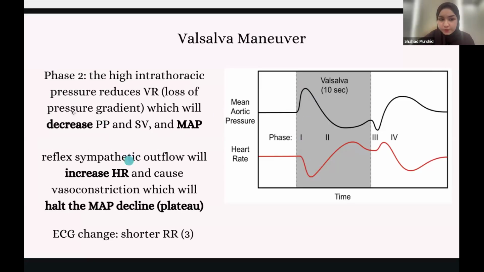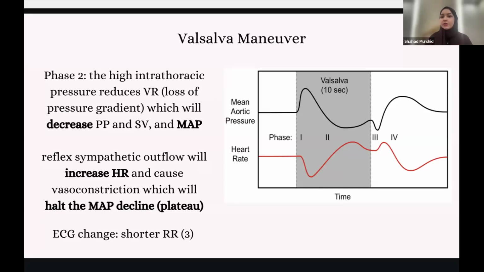Now in phase 2, the high intrathoracic pressure is going to cause a reduction in venous return. Why? Because blood in general moves from an area of low pressure to a high pressure. So if the pressure in the intrathoracic cavity is high, and the atria is in the thoracic cavity, so the pressure there will be very high.